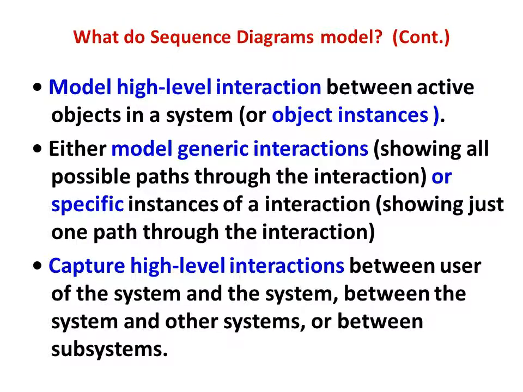And it models a high-level interaction between active objects in the system or object instances, either modeling generic interaction showing all possible paths through the interaction, or specific instances of interaction showing just one path through the interaction. It captures high-level interaction between users of the system and the system, between the system and other systems, or between subsystems. Here we can say that the sequence diagram could be used as a generic model to show the interaction between objects and between other systems, or we can go into details for each type of this interaction.